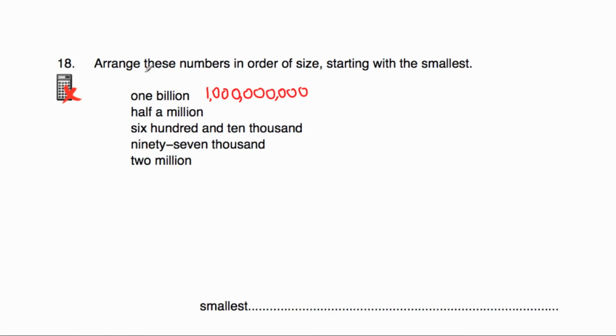So that's 1 billion. So 500,000, 610,000, and 97,000. And finally 2 million, which is a 2 followed by 6 zeros. So 1, 2, 3, 4, 5, 6. I'll put our commas in.